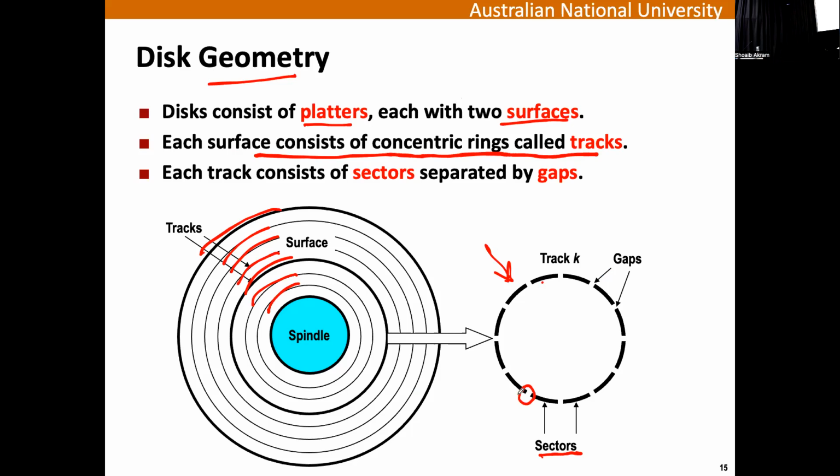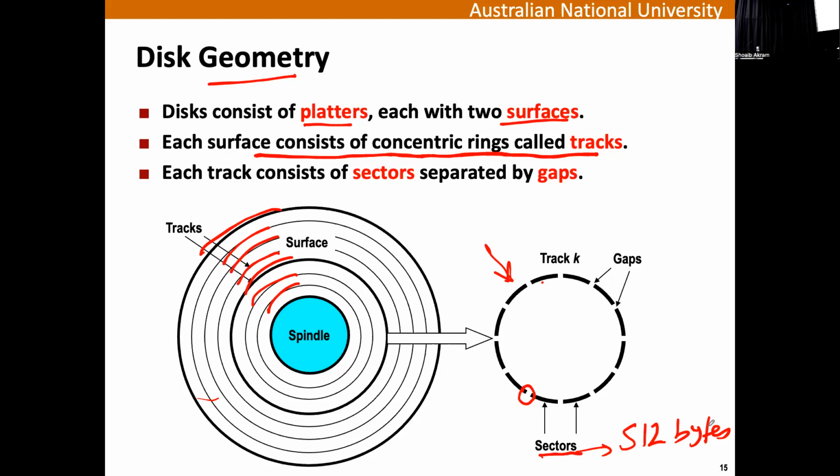Platters, two surfaces on each platter. Each platter has a number of tracks, innermost to outermost, and each track is divided into a bunch of sectors. Each sector is typically 512 bytes. And you cannot access a single byte from a disk drive the same way you access it from RAM. When you ask a disk drive, give me something at that address, it gives you the entire 512 bytes.